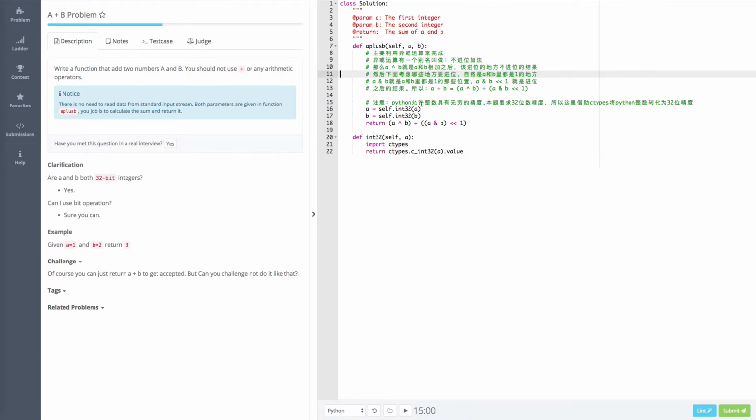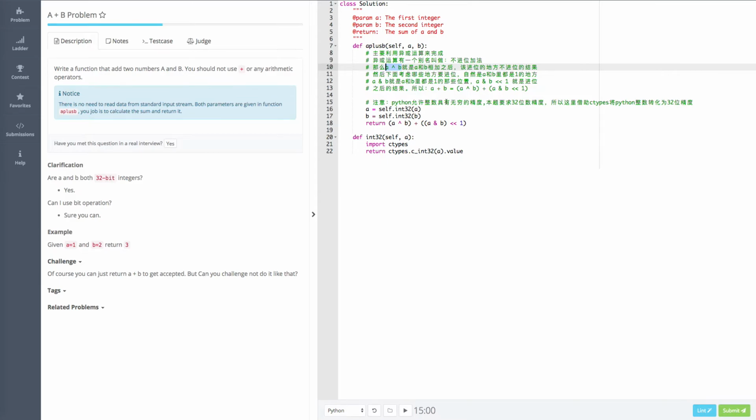But rarely do people know its real logical meaning. Actually, the logical meaning of A XOR B is the result of A plus B, just without consideration of carries. So A XOR B is A plus B without carries. So we can use this to get the first result of A plus B. But still, we need to consider our carries.